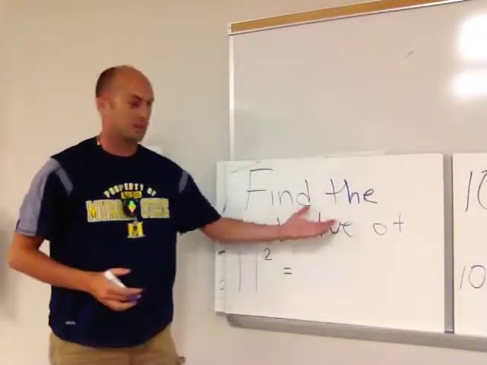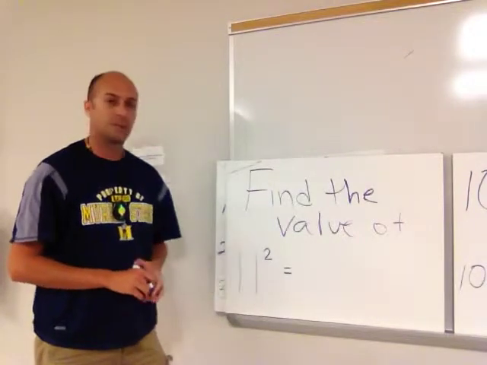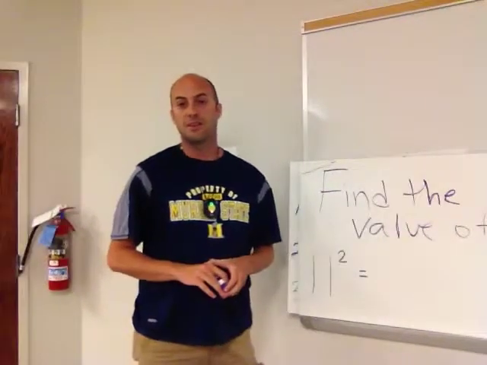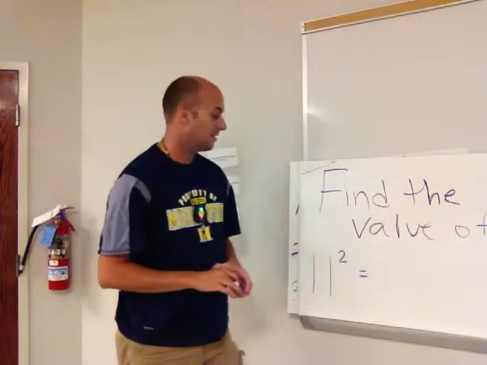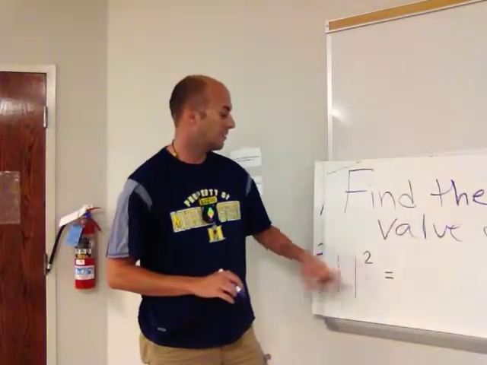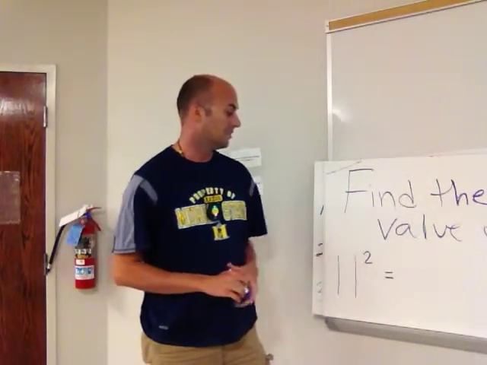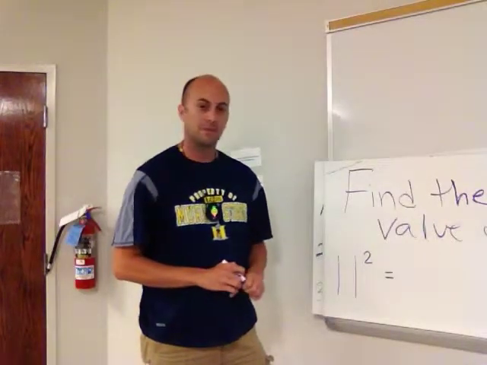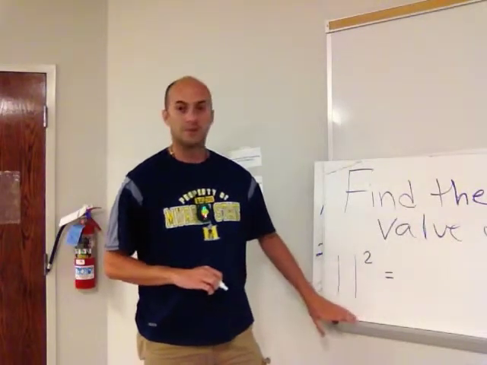Let's find the value. Here's our exponent form, 11 to the second power. We can also call that 11 squared, right? Not 11 cubed. 11 cubed would be to the third power. This is 11 squared, or 11 to the second power, if you want to read it that way as well. So what does this mean?